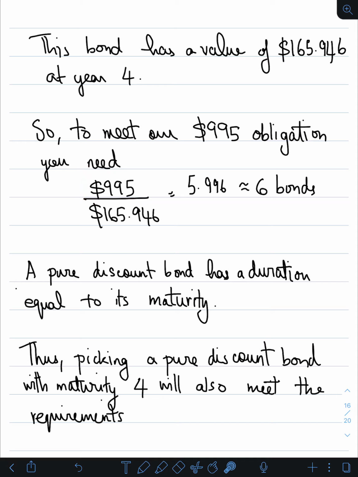So there's two options. If we have a coupon bond, we match the duration of that bond to the year in which the liability is due. If we have a pure discount bond, the duration is directly equal to the maturity.